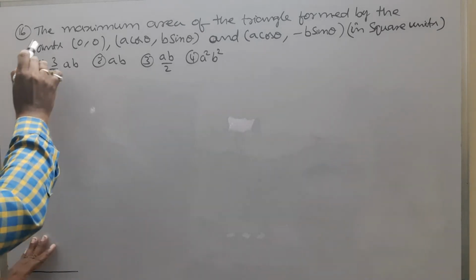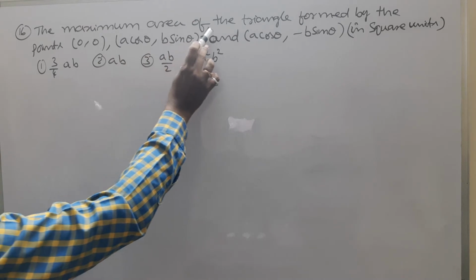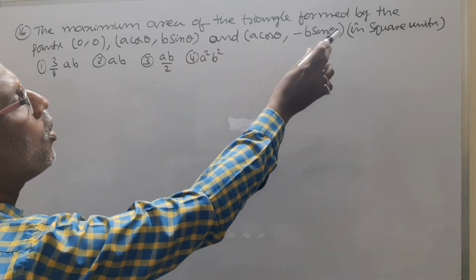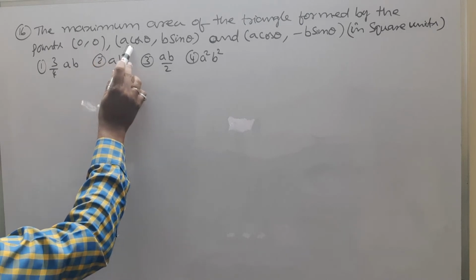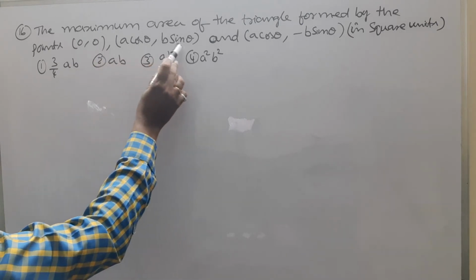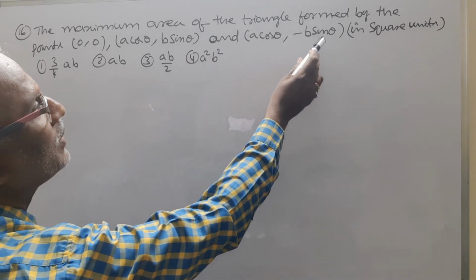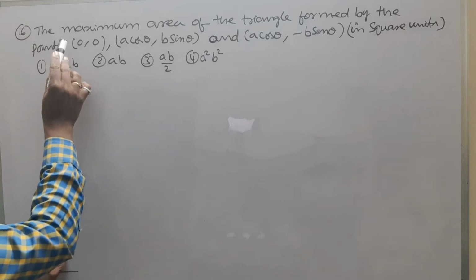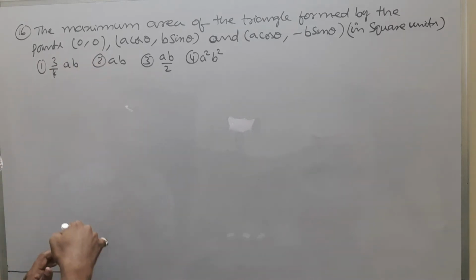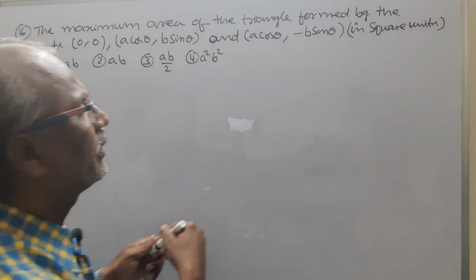Question number 16. The maximum area of the triangle formed by the points (0, 0), (a cos theta, b sin theta) and (a cos theta, minus b sin theta) in square units. Here the four options are given. In the question, the maximum area of the triangle is asked. Here cos theta and sin theta are trigonometric ratios.